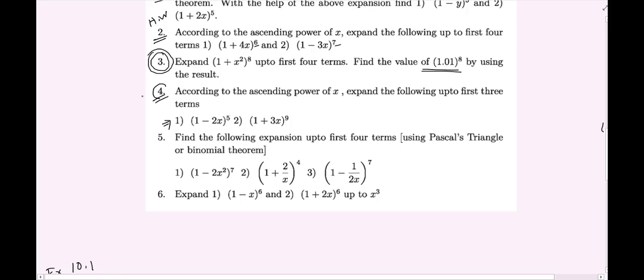So this is also a problem. And find the following expansion up to first four terms using Pascal triangle or binomial theorem. You will do it in both ways as your homework, because I have taught you how to use binomial expansion and also how to use the Pascal triangle. And this is also the same type of math.